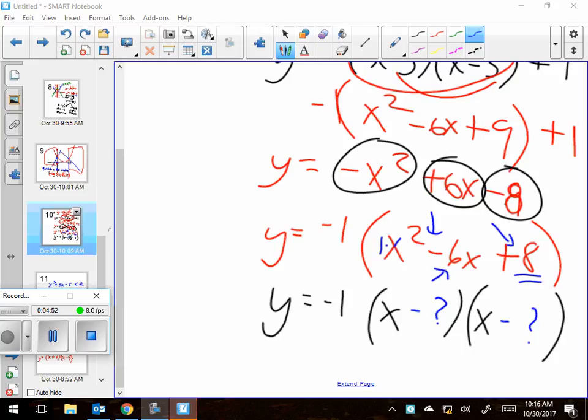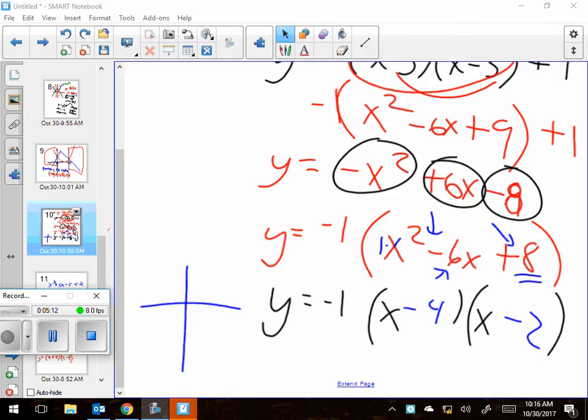And somebody's got to figure it out by now. What is it? X minus what? And x minus what? And x minus 2. There you go. After all of that work, what do we get? We still have a parabola, except now I see this and I go, I know it hits at 4, and I know it hits at positive 2.